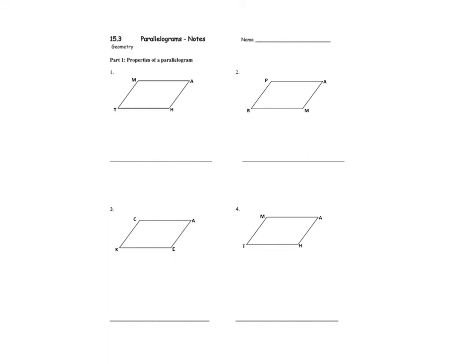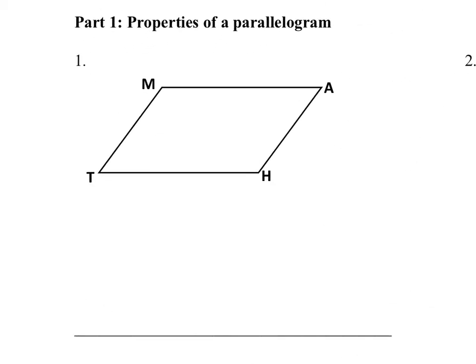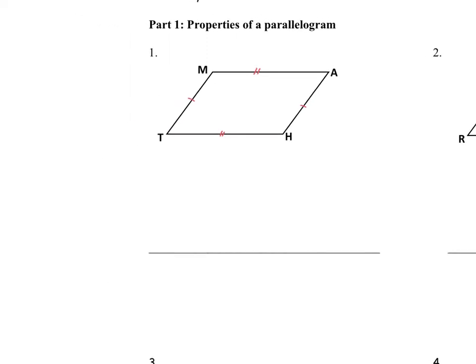Today we are going to talk about the properties of a parallelogram. One of the properties of a parallelogram is that opposite sides are congruent. That means MA is congruent to segment TH and segment MT is congruent to segment AH. So the two pairs of opposite sides are congruent. Now this is the first property.